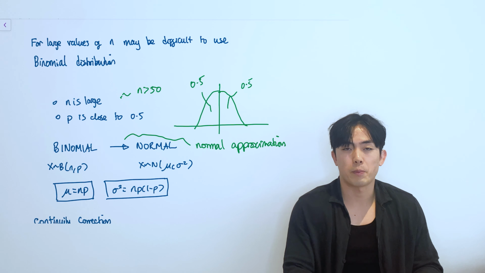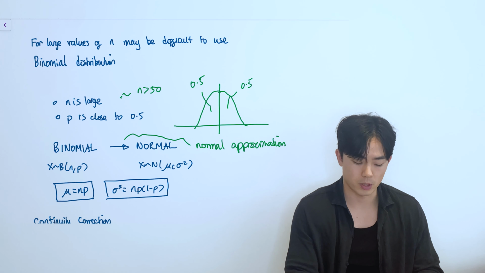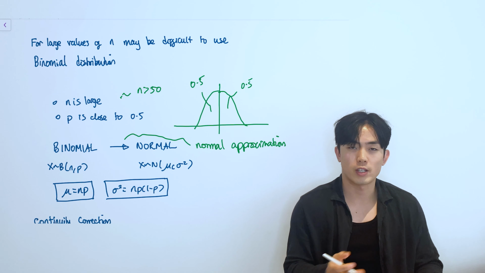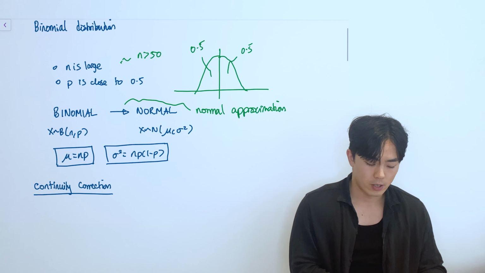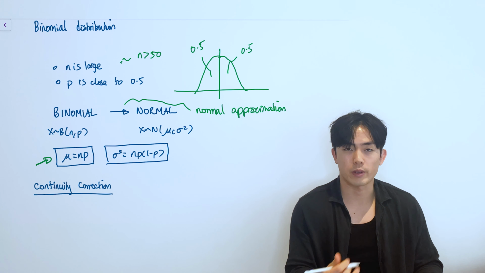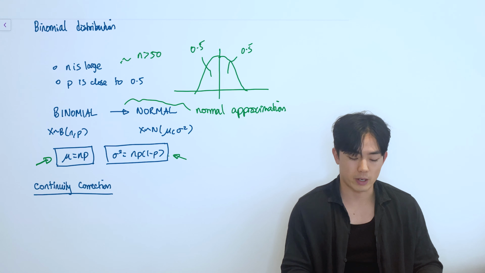Okay, so for a binomial distribution, we know that the parameters are n and p, and for normal they are mu and sigma squared. So if we can go from one to another, then we need to convert it. The mean is worked out by doing n times p, and the variance is n times p times 1 minus p. That's how we get the parameters for the normal distribution.